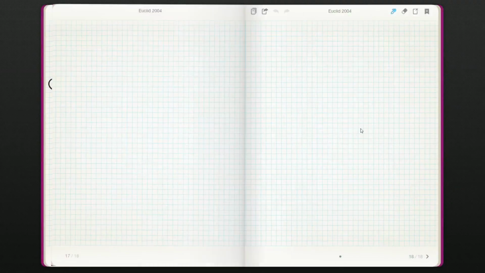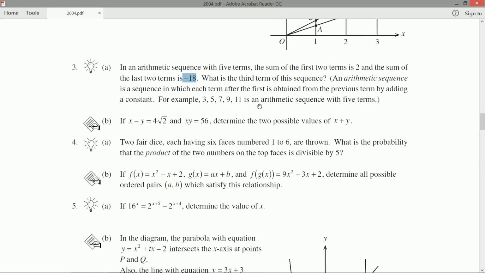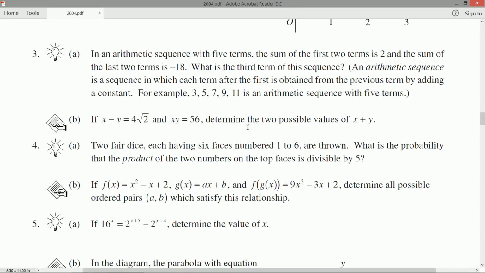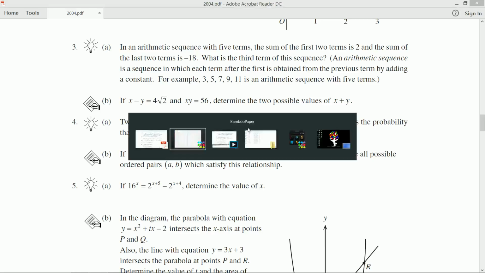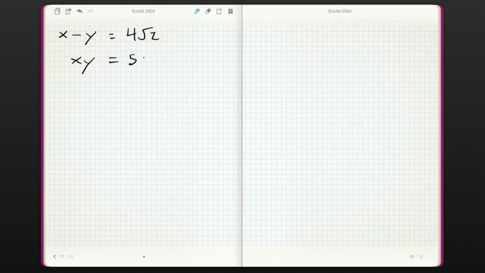We still have our good friend B, which needs to be written. Okay. If x minus y is 4 root 2, and xy is 56, determine the 2 possible values of x plus y. Ooh, okay. So, what have we got here? Well, let's write down these equations here. X minus y is 4 root 2. Xy is 56. Okay. How am I supposed to relate these?